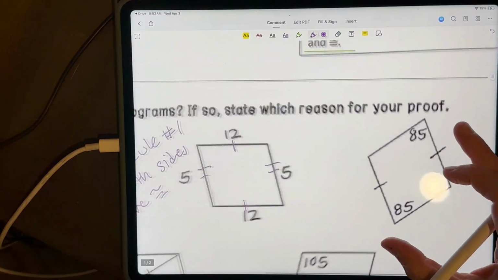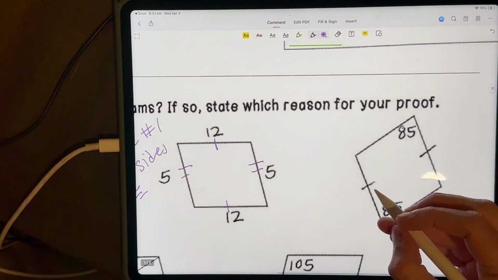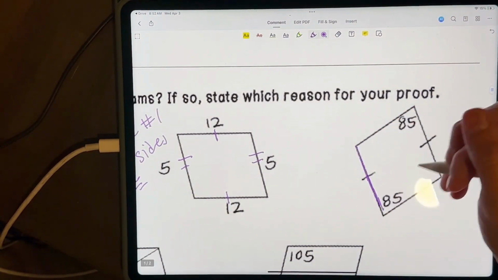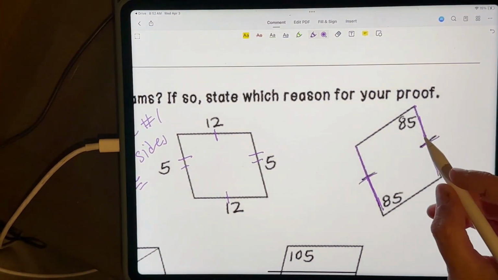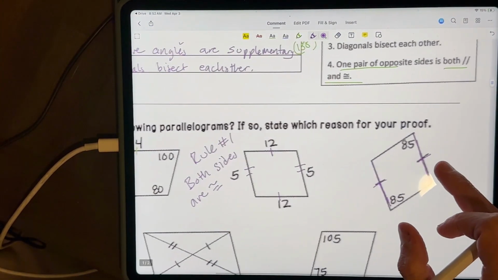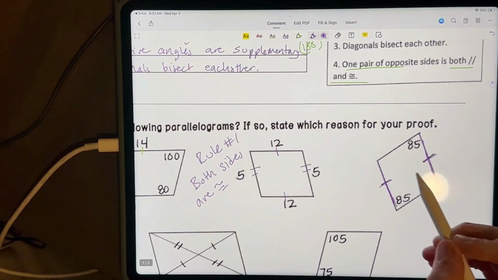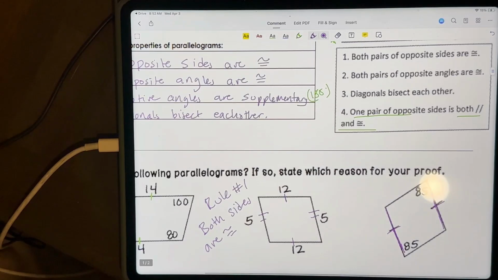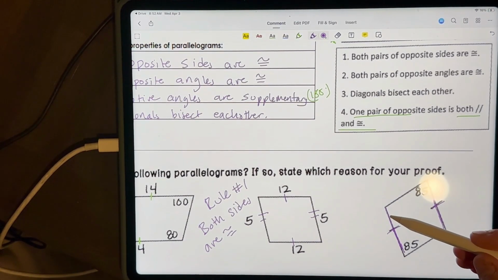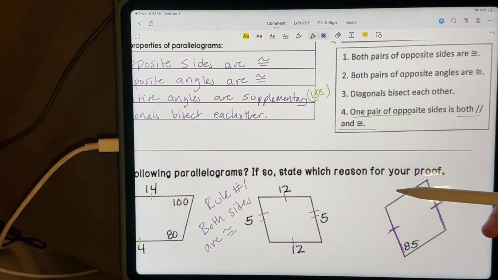All right, on this one, what is given to us, okay? We're given that we have a side that is congruent, and that opposite angles are congruent. Were we told these two angles are congruent? No. Were we told the lines are parallel? No. So let's see if there's anything that says opposite angles are congruent and one side is congruent. Both pairs of opposite sides are congruent. Is that what this is? No, we're not told the top and the bottom match, so we can't do that one.